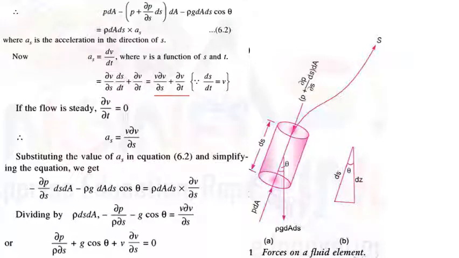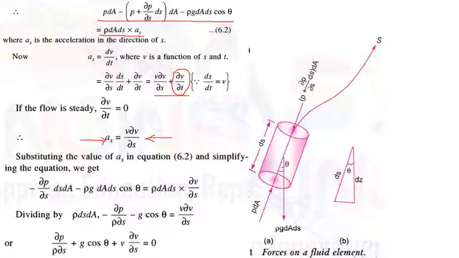Again, if flow is steady, dou V by dou t is equal to 0. Then we have AS is equal to V dou V by dou S. That is, this term dou V by dou t has become 0. So AS is equal to V dou V by dou S. So substituting this equation of AS in equation 6.2, that is, this is equation 6.2. Here we have the term AS on the right hand side.